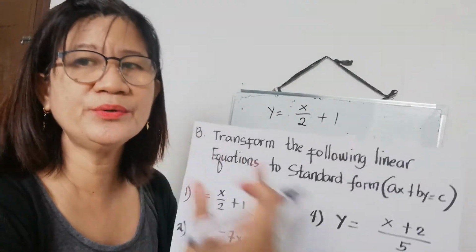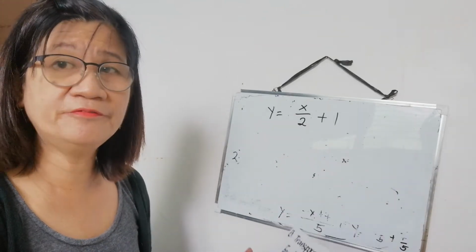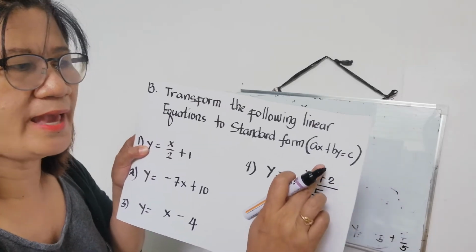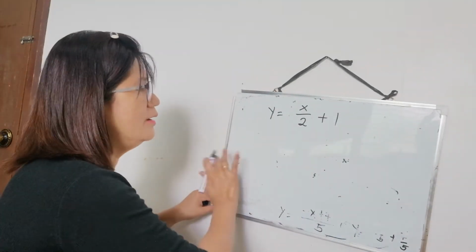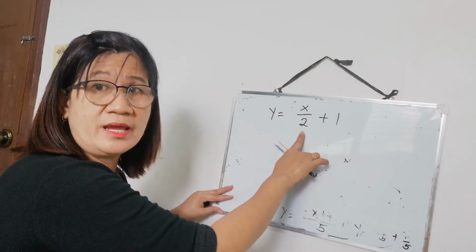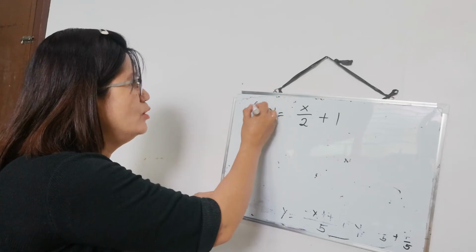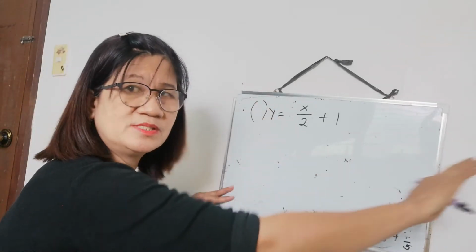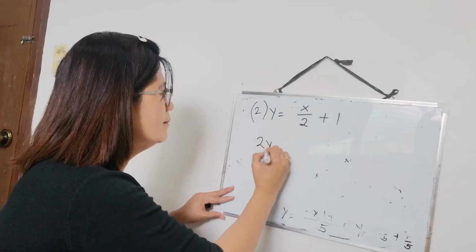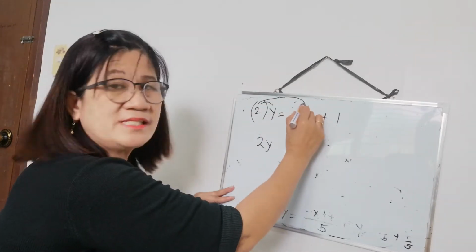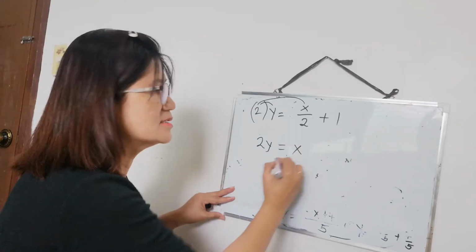So, how will you rewrite this in standard form? Yung standard form natin ay ax plus by equals c. So, ganito lang yon, no? We have the denominator here. So, kailangan natin na i-remove yan. How? By multiplying all the terms by 2. So, it will be 2y. Then, 2 times x is 2x. Divided by 2 is equal to x.